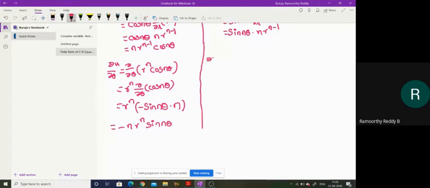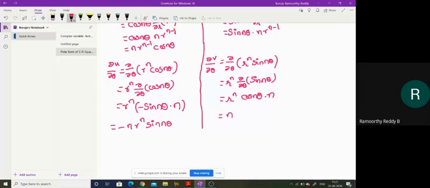Then ∂v/∂θ. It is equal to ∂/∂θ of r^n sin nθ, right? Treating r^n as constant, it is ∂/∂θ of sin nθ, which is cos nθ into again ∂/∂θ of nθ. ∂/∂θ of nθ is n, so it is equal to n r^n cos nθ. So it is okay, right?